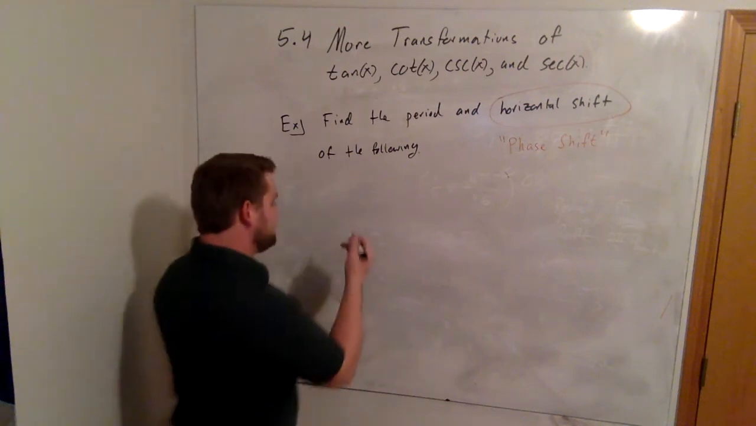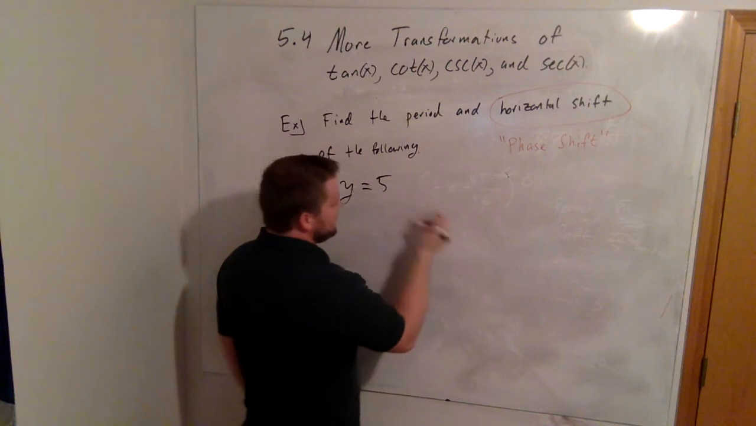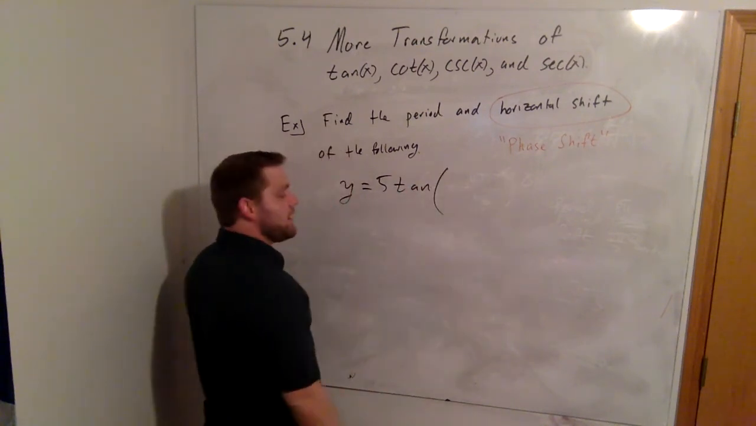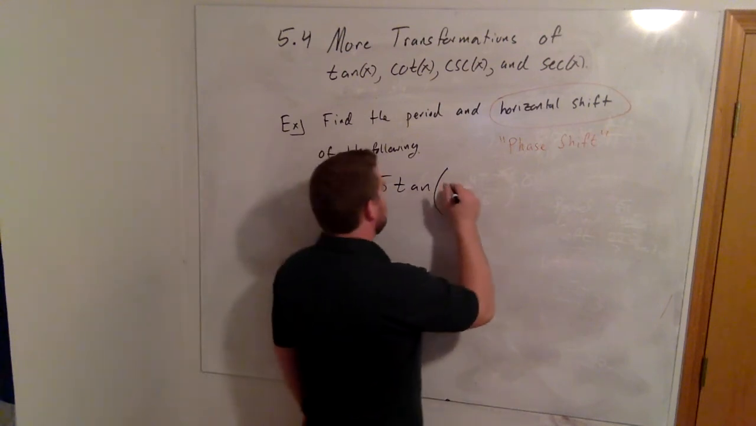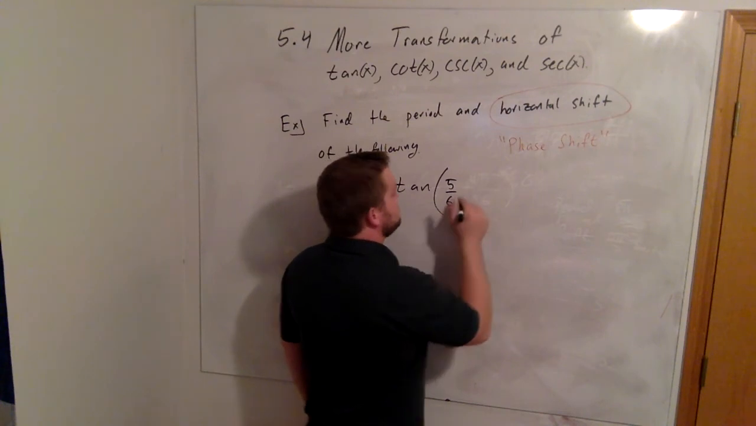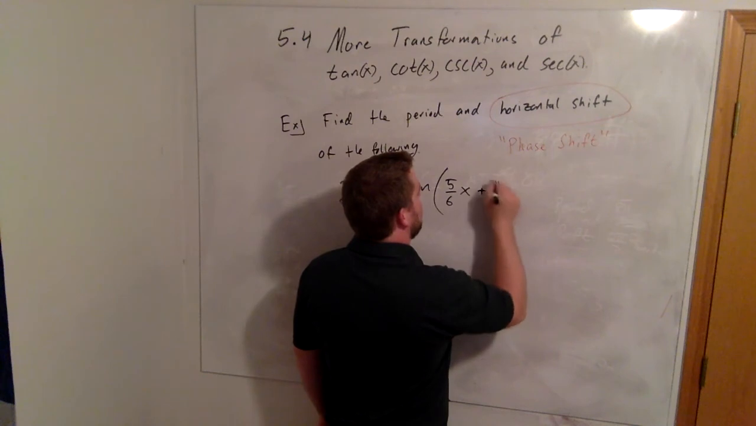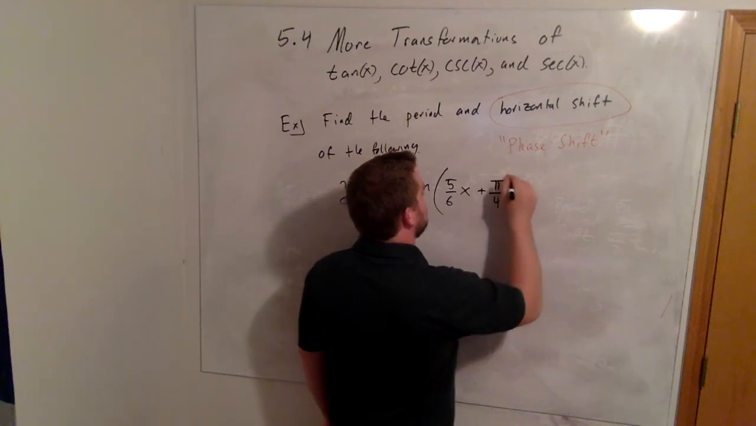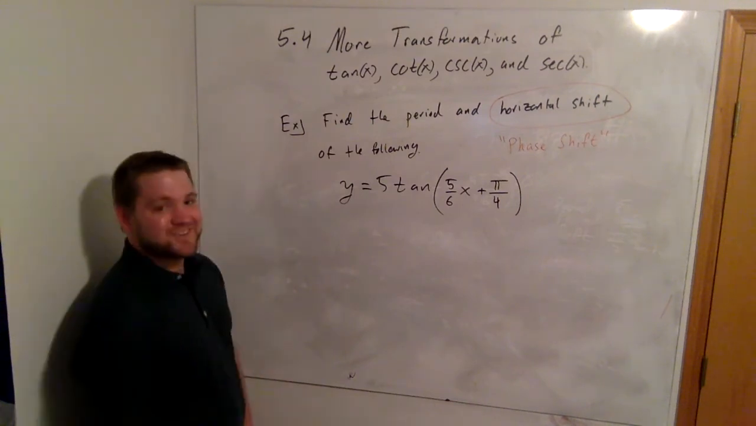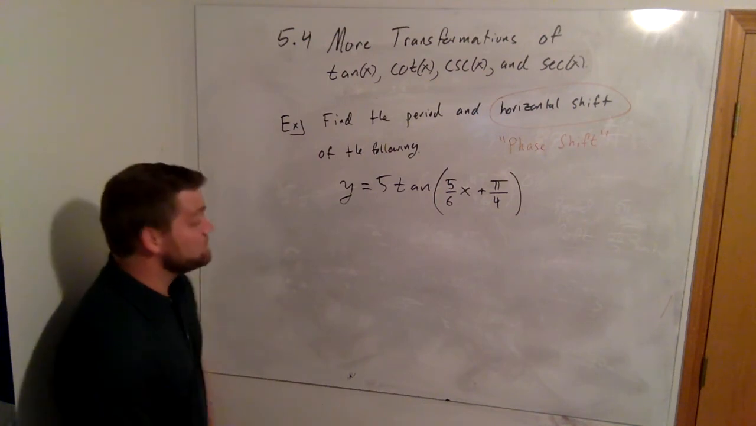Okay, so let's say we have the function y is equal to, let's do 5 tangent of, how about, let's do something ugly, how about 5/6 x plus, how about pi over 4 or something like this. Go ahead and pause the video and give this one a shot. Okay, let's do it together.